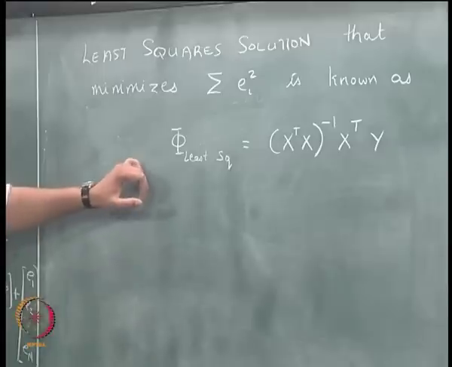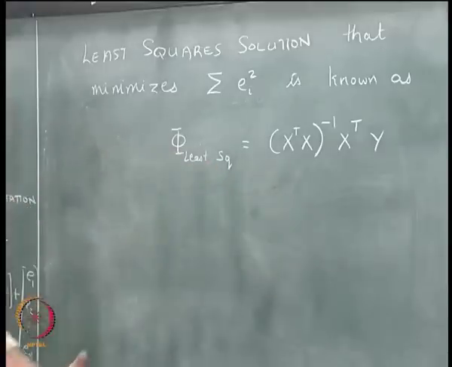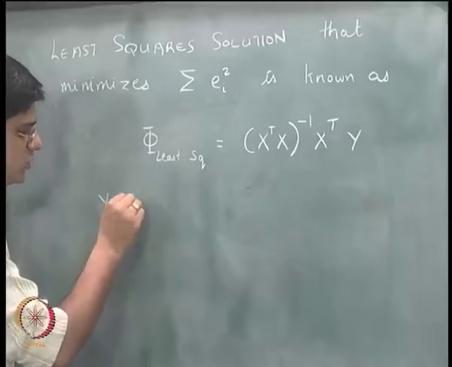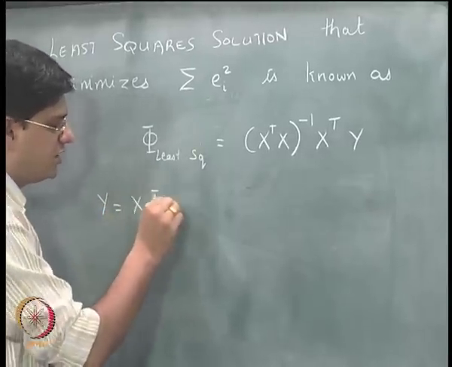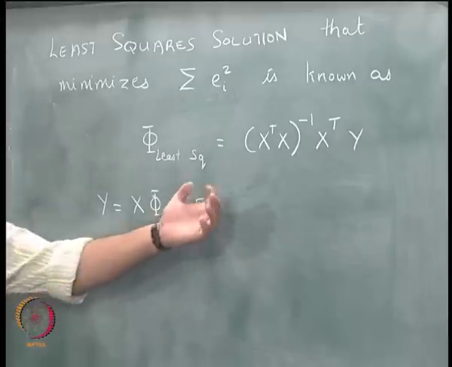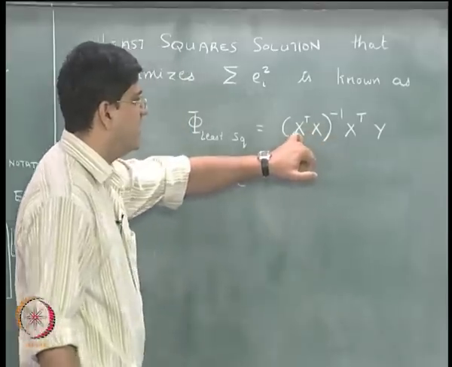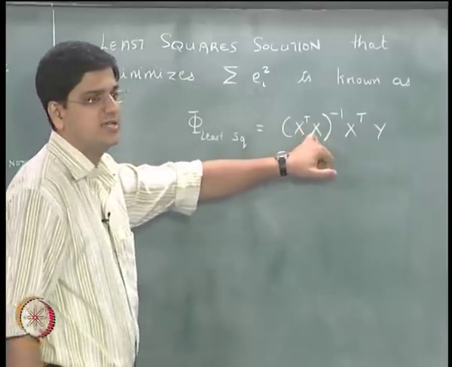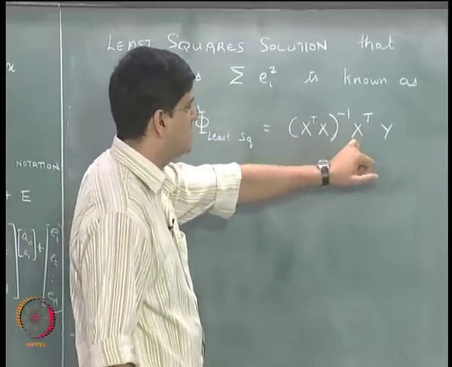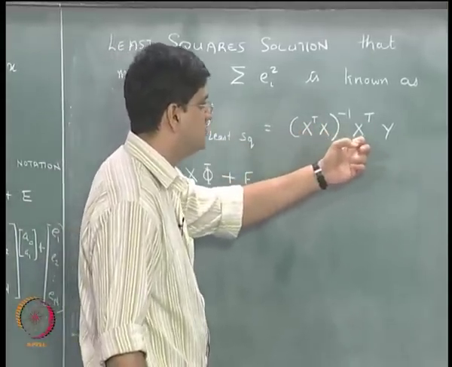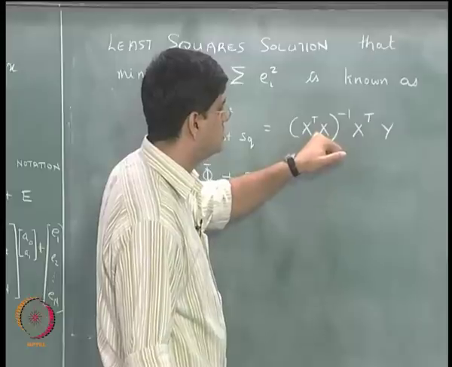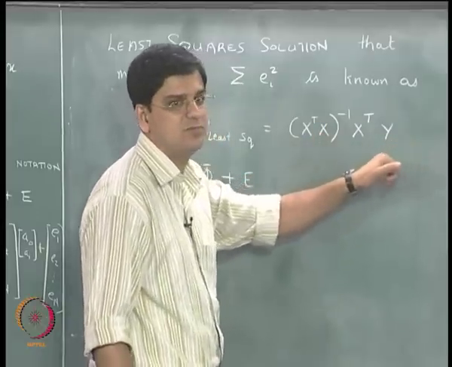Okay. This is the least squares solution for the problem as we had written y equal to X times phi plus E, okay. For example, if we have two equations in two unknowns, then X transpose X inverse can be written as X inverse multiplied by X transpose inverse. X transpose inverse multiplied by X transpose is going to be identity, and for two equations and two unknowns we will get this as X inverse multiplied by y.